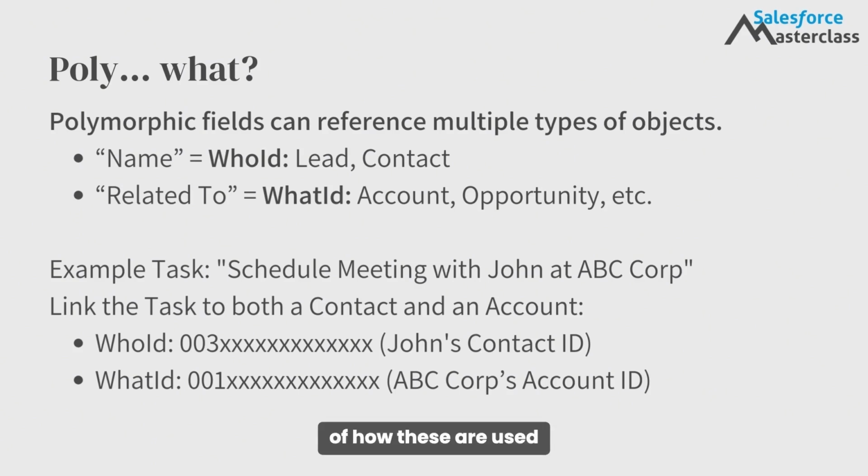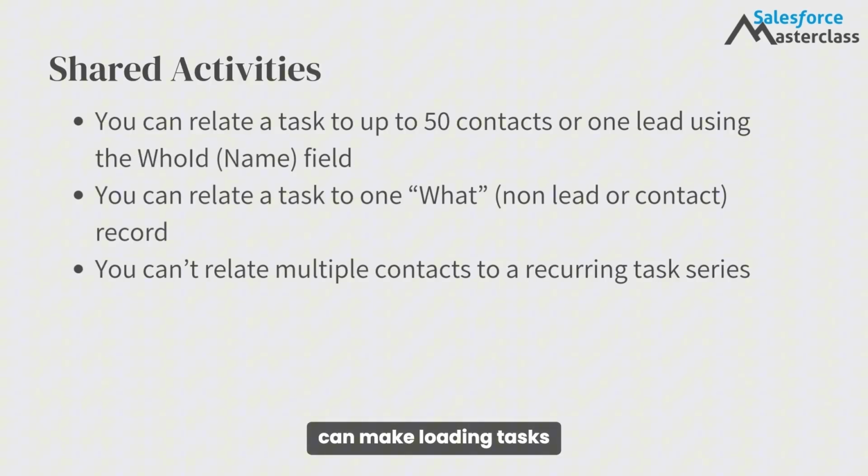An example of how these are used is to create a task to schedule a meeting and set the whoID to John Smith's contact record and the whatID to John Smith's account called ABC Corp. This ensures that the task shows up not only on John Smith's contact record, but also against ABC Corp's account record. We can make loading tasks even more exciting by enabling shared activities.